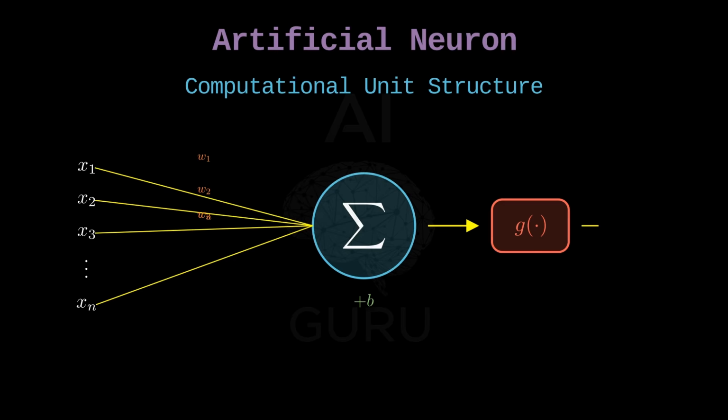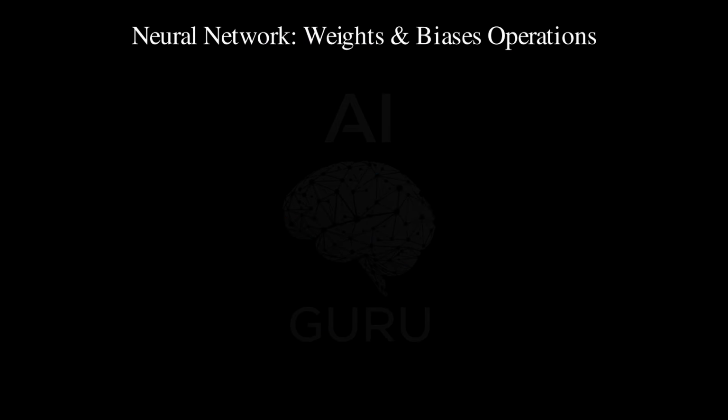But here's the critical part. That number, z, is then passed through an activation function, let's call it g. And the output of that is the neuron's final signal, its activation, a.